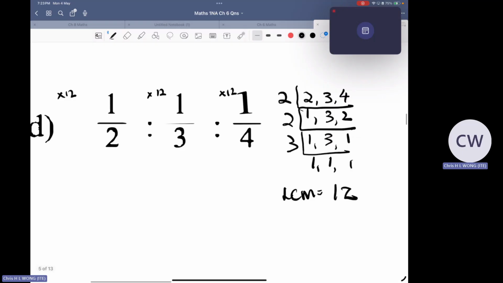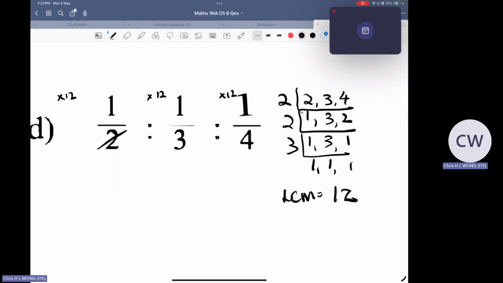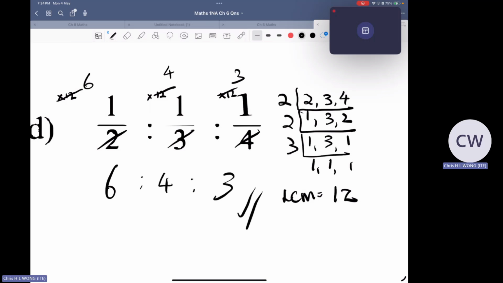12 divided by 2, because this one becomes 12, right? 12 times 1 is 12. So you will have 12, you have 12, right? So you cancel. 1 times 12 over 2 is 6. 1 times 12 over 3 is 4. 1 times 12 over 4 is 3. So you have 6 is to 4 is to 3. Answer. How easy? Yeah.